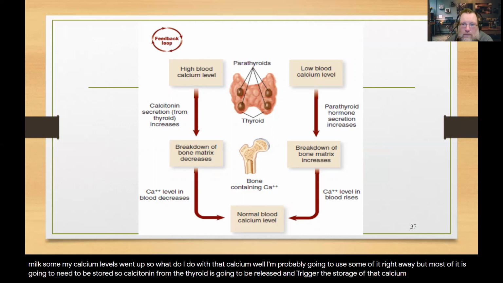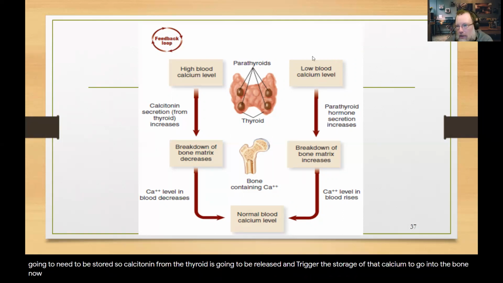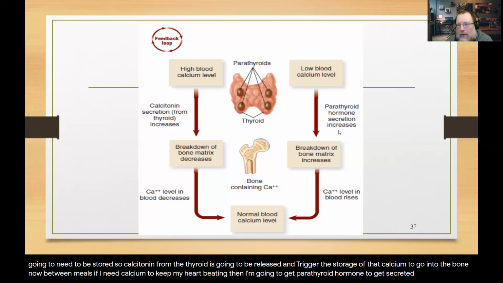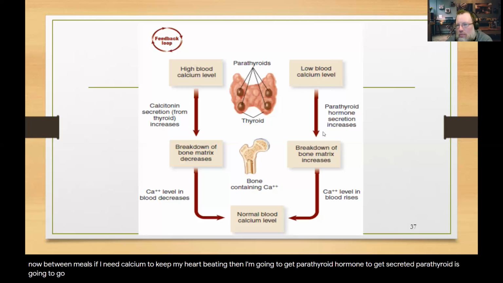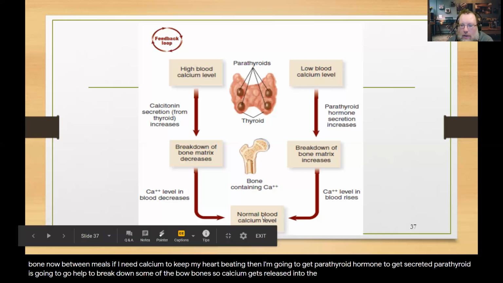go into the bone. Now, between meals, if I need calcium to keep my heart beating, then I'm going to get parathyroid hormone secreted. Parathyroid is going to help break down some of the bone so calcium gets released into the bloodstream, and then we attain normal blood levels.